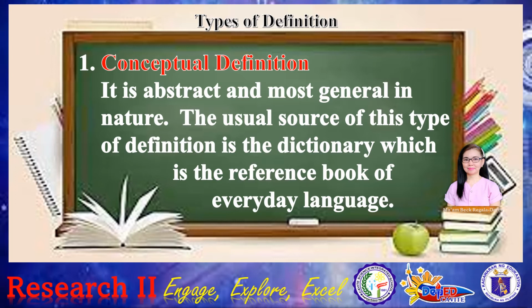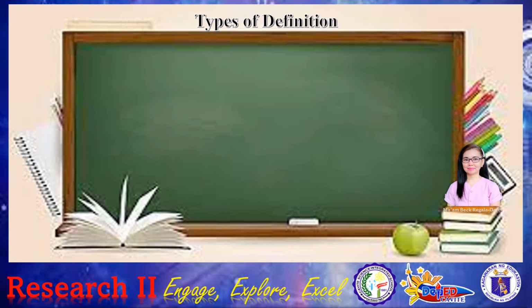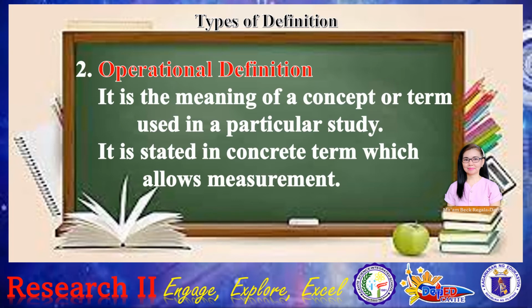The second type of definition is the operational definition. It is the meaning of a concept or term used in a particular study. So ibig sabihin, pag sinabing operational definition, ito naman yung meaning na kung paano siya gagamitin sa isang study. Yun ang operational definition. It is stated in concrete terms which allows measurement. So kasi pag sinabing measurement, paano nga siya gagamitin or ginamit sa isang study. So depende sa isang research.